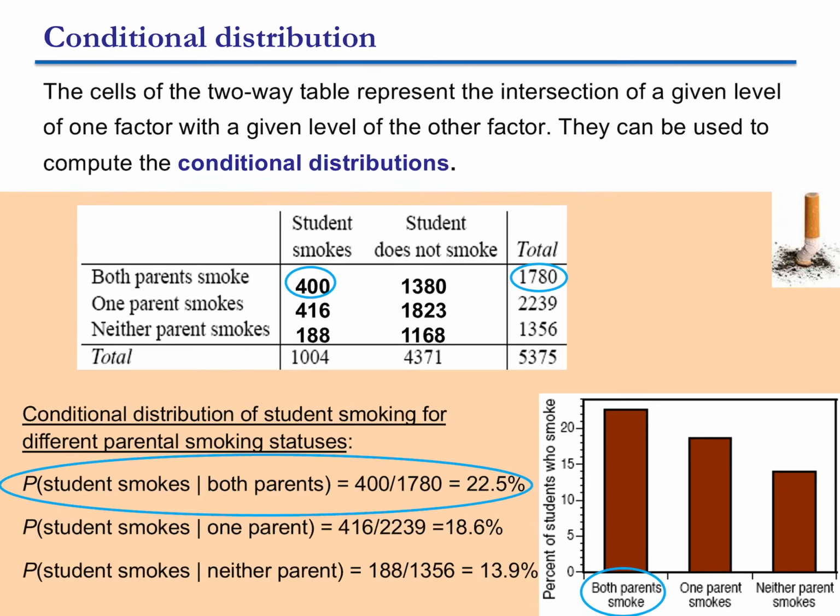All right, and here you can see an interesting bar chart. So we see that, if this is percent of students who smoke, the highest percentage of students who smoke is found in two-parent smoking households. An intermediate proportion of students smoking is found in one-parent smoking households, and the fewest students smoking is found in neither-parent smoking households. So that seems to agree with what you would expect going into this.